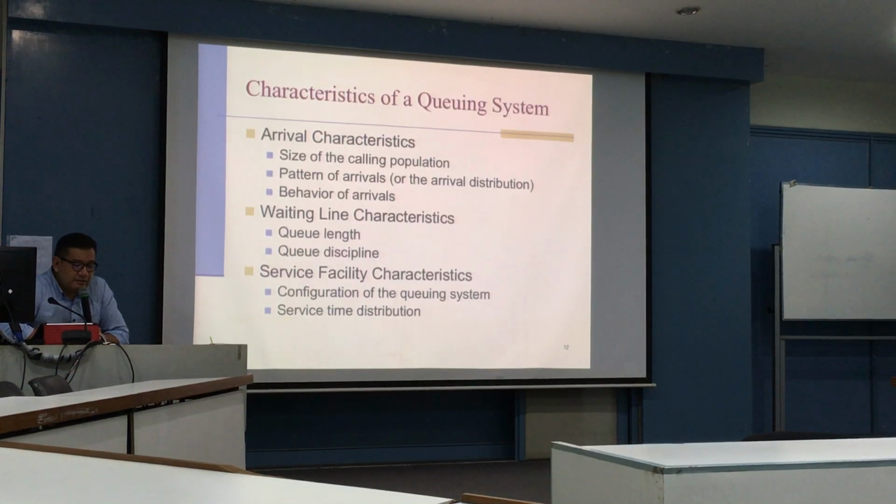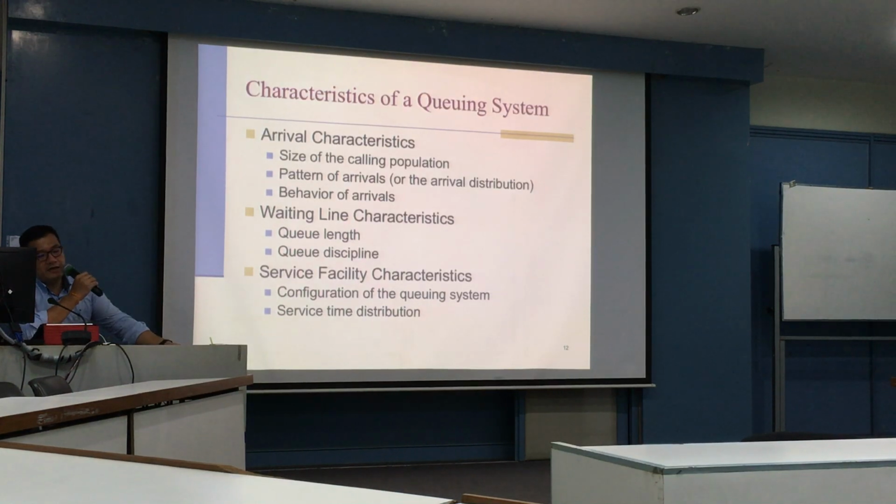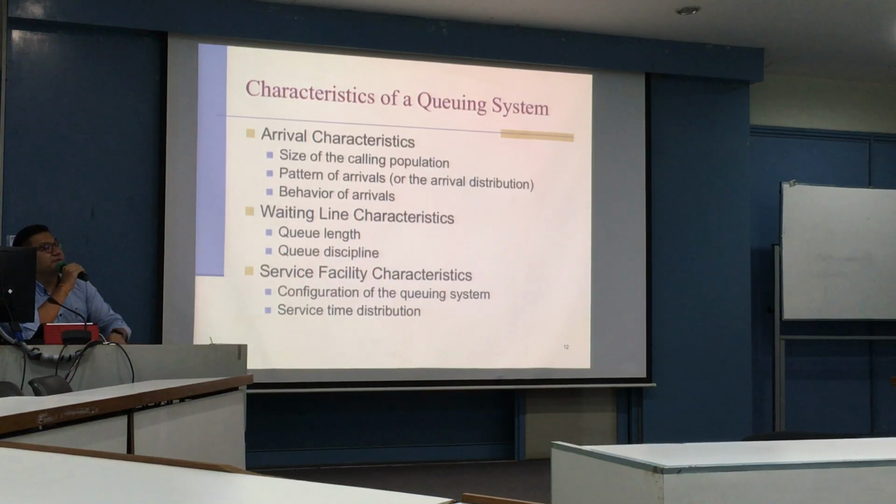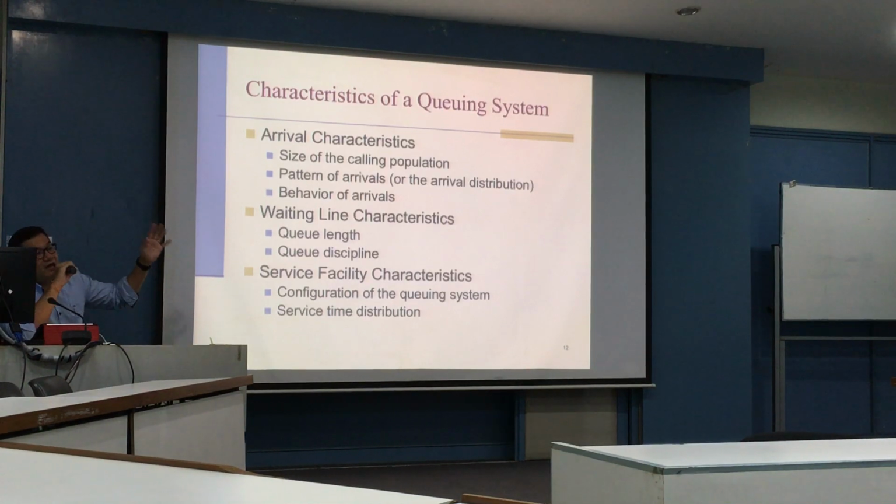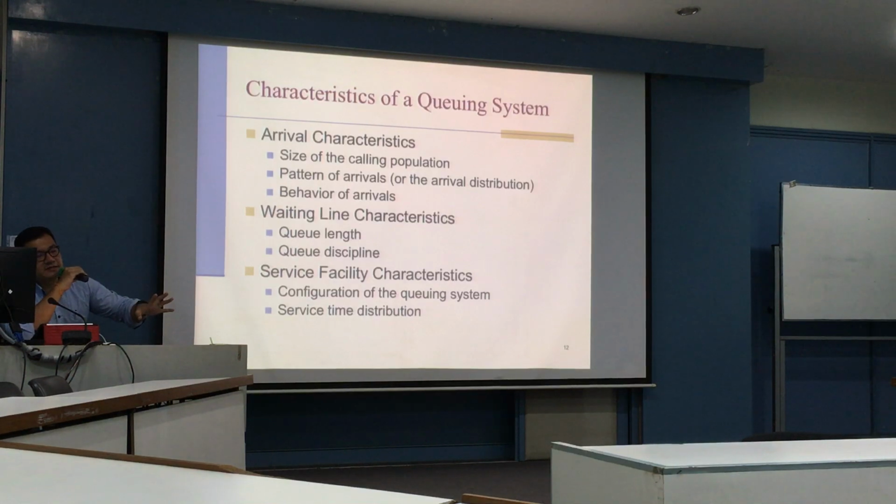The next thing is that in order to analyze the queuing system, we need to understand the structure and the characteristics of the system first. So I'm going to explain the characteristics of the queuing system. We can have three parts. The first part is about arrival characteristics, which talks about the customer who arrives to the system.